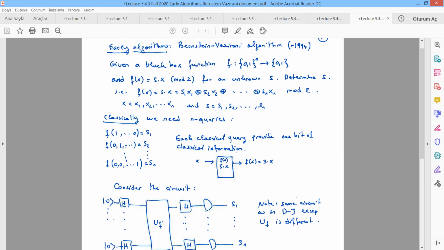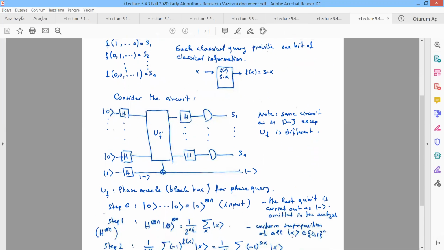For instance, f(0 1 0 0 0): if you put x as 01000, all the terms would be 0 except for s2 x2. So this would return the value of s2, and so on up to s sub n. For s sub n, if you input f(0 0 0 1), this time x sub n is 1 and all the other x's are 0, so this would return s sub n. So classically, it's obvious that you need at least n queries to be able to determine what s is.